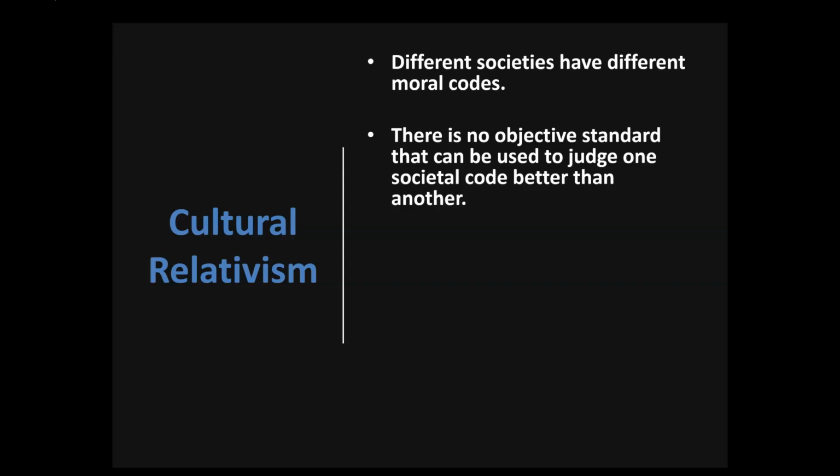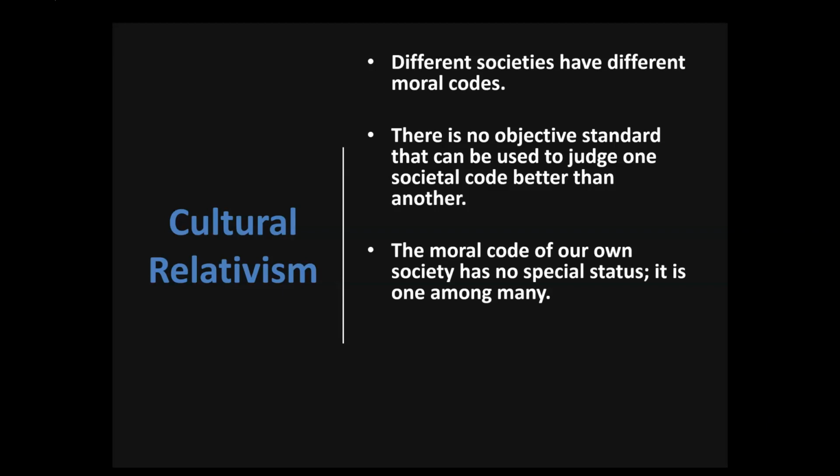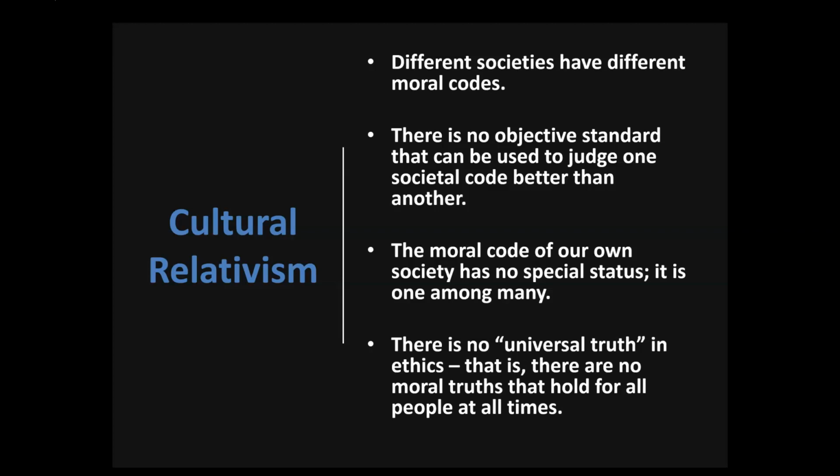So, some basic tenets of cultural relativism. Different societies have different moral codes. And there is no objective standard that can be used to judge one societal code better than another. You can't appeal to any outside source that is overarching, right? All these are just different moral codes. The moral code of our own society, for instance, has no special status. It's one among many. And once again, there's no universal truth in ethics. That is, there are no moral truths that hold for all people at all times.